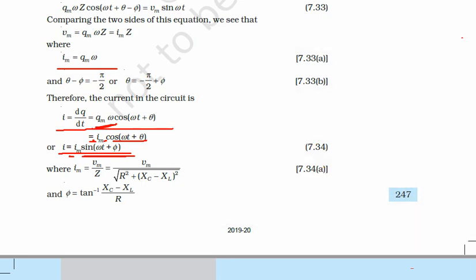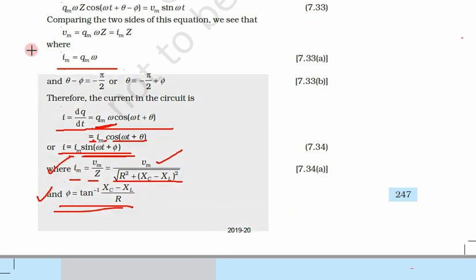So now this has also been converted into sine. Im is equal to Vm upon Z, where Z is the square root of R square plus Xc minus XL whole square, and phi is equal to tan inverse of Xc minus XL upon R. So in this way we have calculated both of these terms, Im and phi.